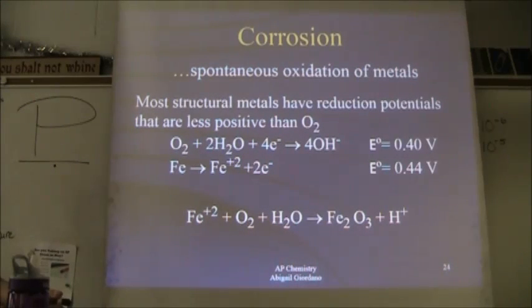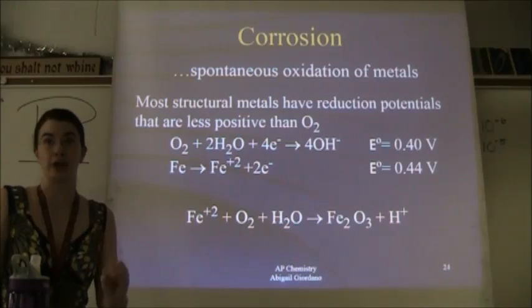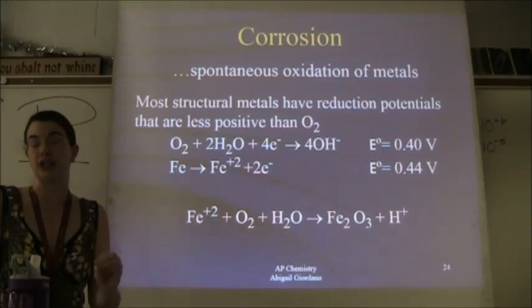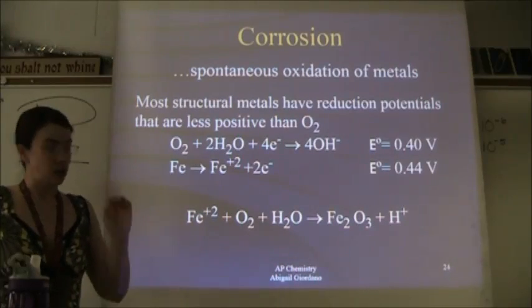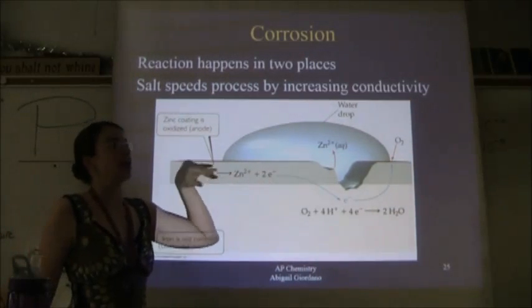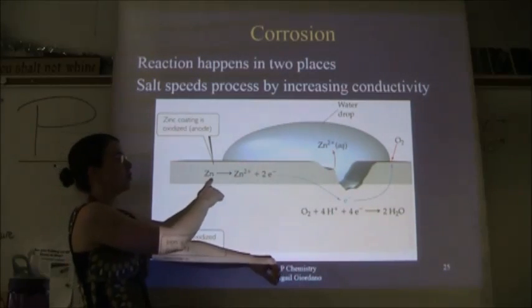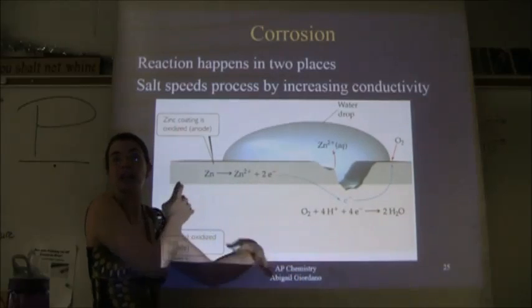iron corrodes. If any of you are thinking about going down the engineering path, the prevention of corrosion is a billion-dollar industry. Okay? So I want to show you what the process of corrosion really is. Corrosion is actually a little mini galvanic cell. Okay? Let's imagine that zinc is the metal that is corroding.